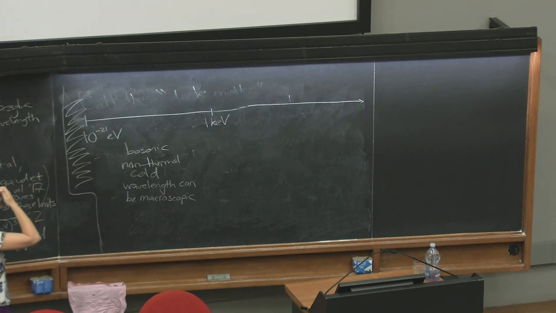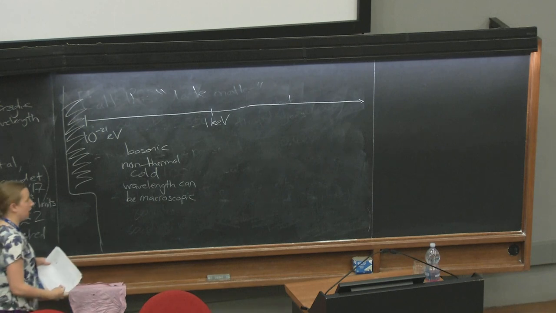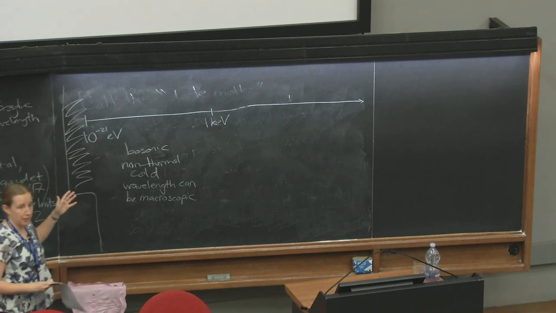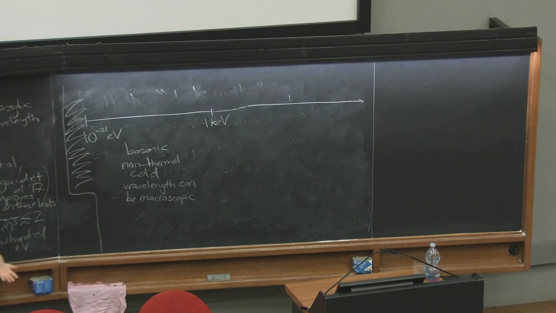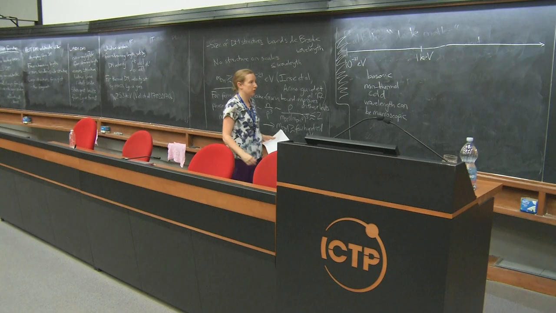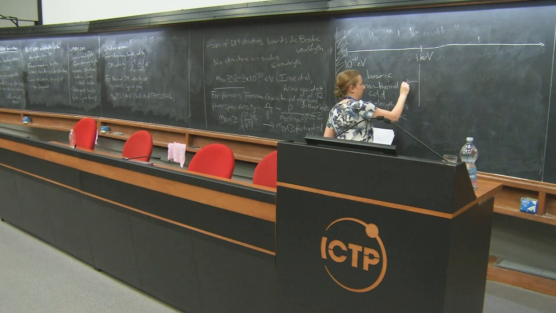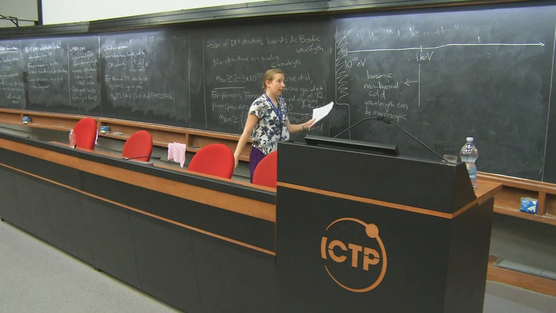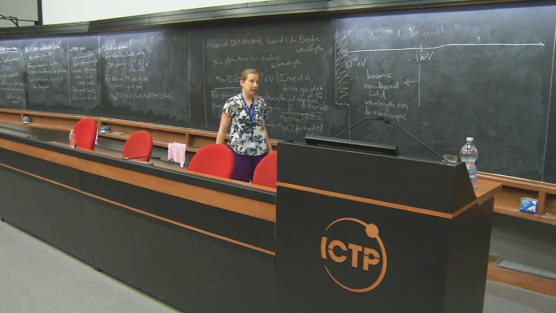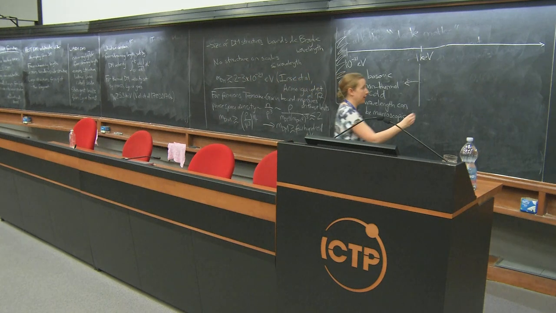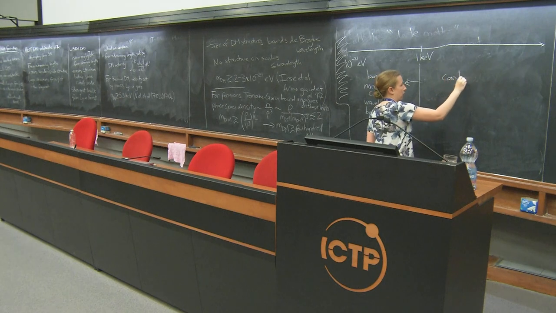So it's often better to think of dark matter in this mass range as being more like a field or a wave than as individual particles, and that affects the way that we search for it. On the other hand, once you go above a keV scale, you're much less constrained. Here, the dark matter can be fermionic.